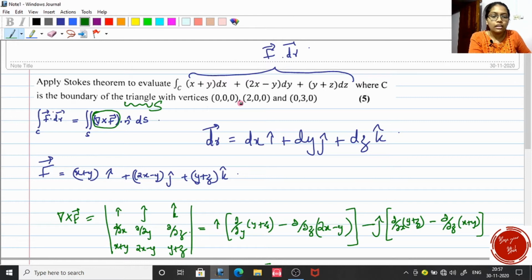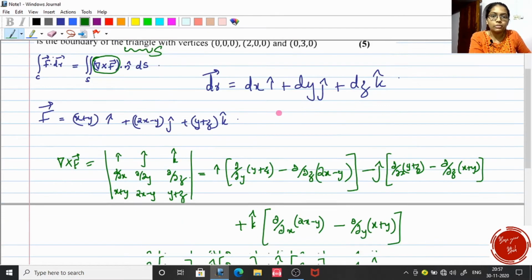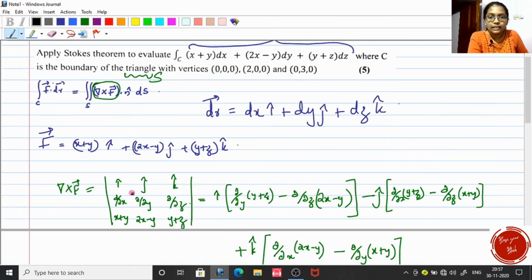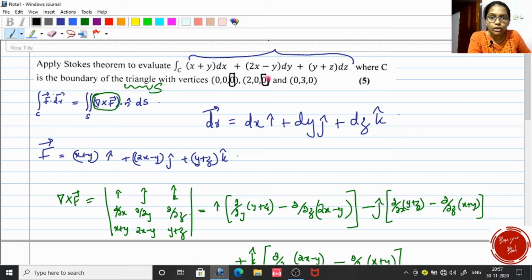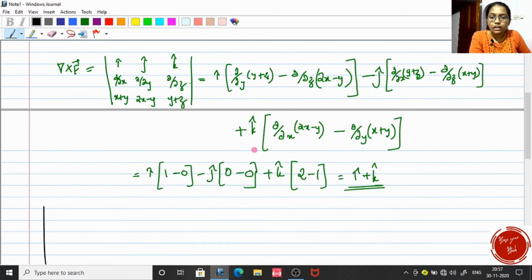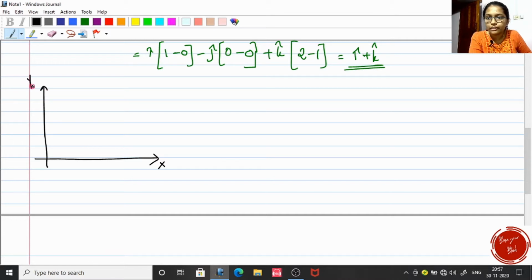So, let us draw the triangle using these three coordinates: 0, 0, 0; 2, 0, 0; 0, 3, 0. You can see that the z coordinate is always 0, which indicates that this triangle is drawn in the xy plane. So, I am going to draw an xy plane, and the coordinates are 0, 0, no need to write the z coordinate again, and next is 2, 0, later 0, 3. So, these are the coordinates given and this is your triangle. This is our surface S.